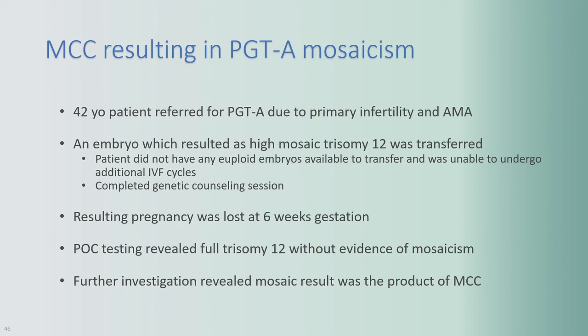In our final example, we have a 42-year-old patient who underwent IVF and PGT. Her only embryo that was considered for transfer was a high mosaic trisomy 12. Now, this patient was not able to undergo additional IVF cycles. She was not open to egg donation. So with extensive genetic counseling, she proceeded with an embryo transfer. Unfortunately, her pregnancy resulted in a loss at 6 weeks, and POC testing revealed a full trisomy 12 without any evidence of mosaicism. Again, additional analysis revealed that the mosaicism was due to maternal cell contamination.